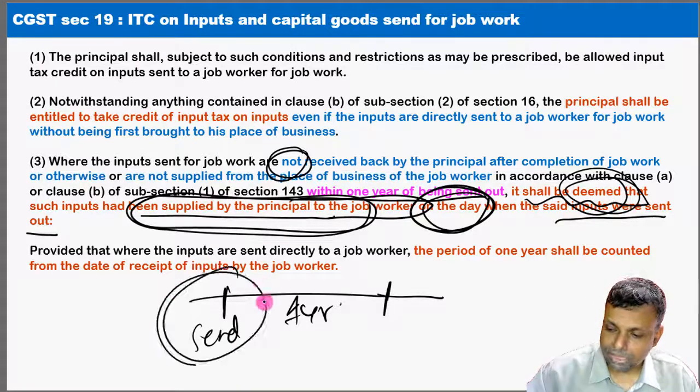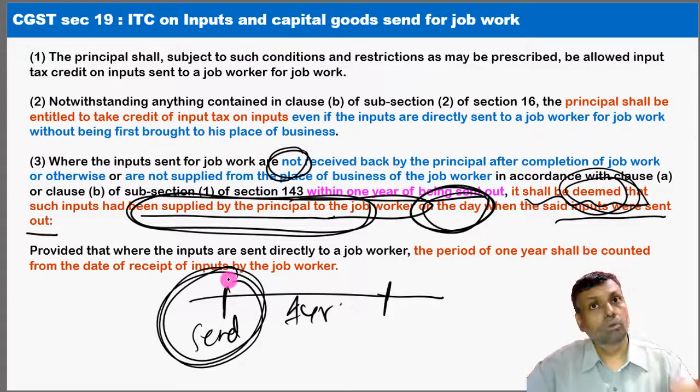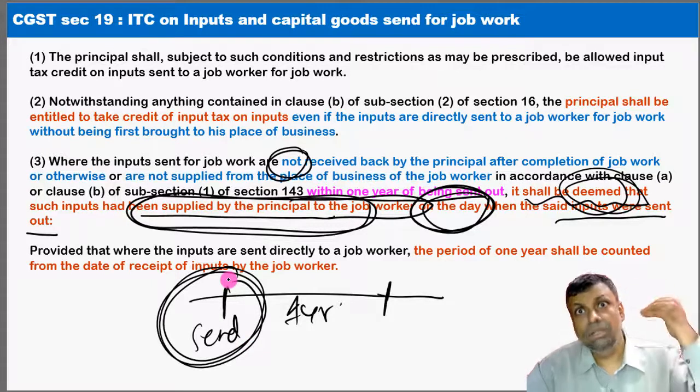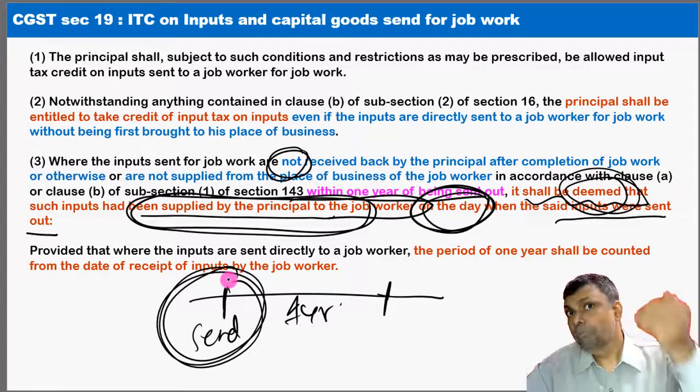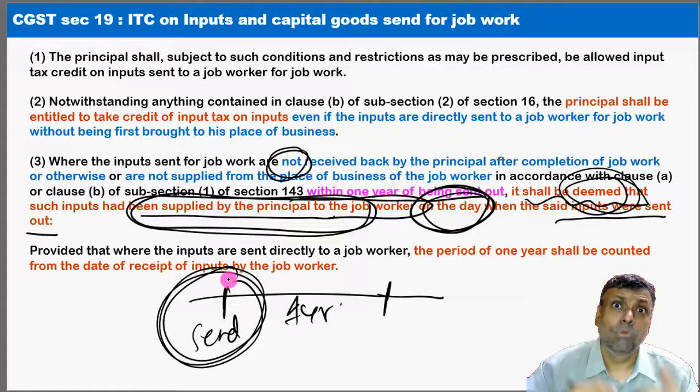It will be a supply on the date when it was sent out. In other words, it will be regarded as a supply logically of a historical date, logically more than 1 year, because up to 1 year there will be no such consequence. So it will be as good as a supply of that 1 year back.